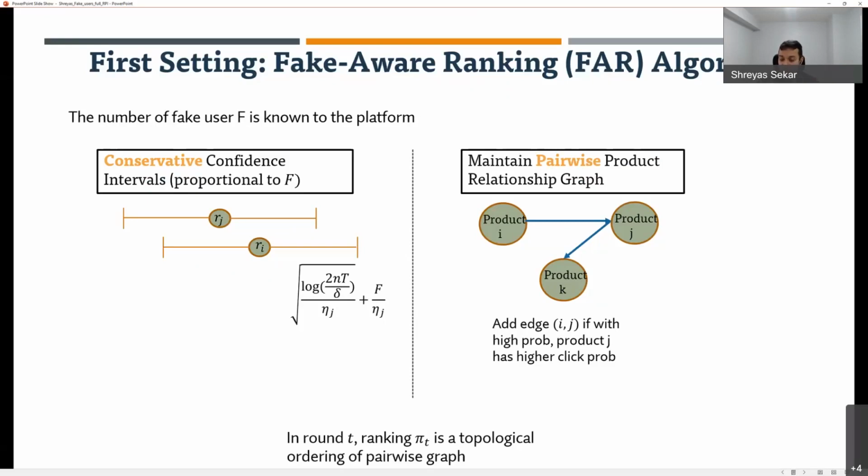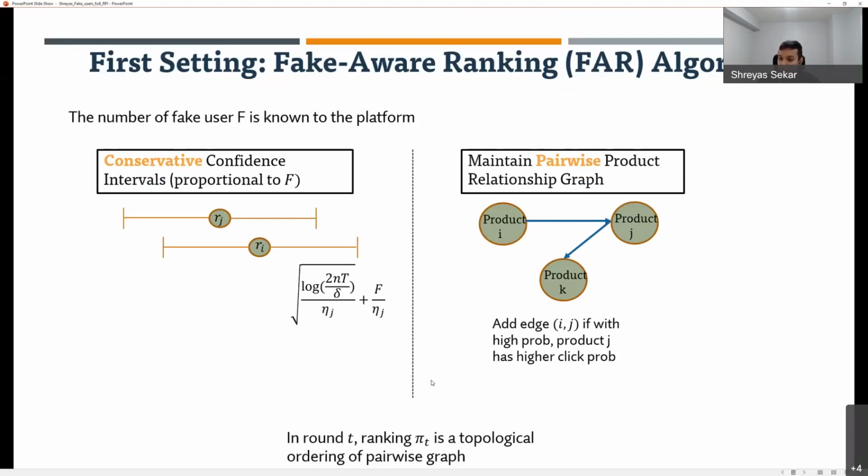Now, when this point is hit, I'm going to be super sure that product J is better than product I, and I get to add an edge here. Now, as I start constructing this graph, I can use this to build my product ranking. So as consumers start coming in, I get more data points. And as I get more data points, I'm going to start populating this graph with edges. Now, once this happens, I can use a topological ordering of this graph to construct my ranking.